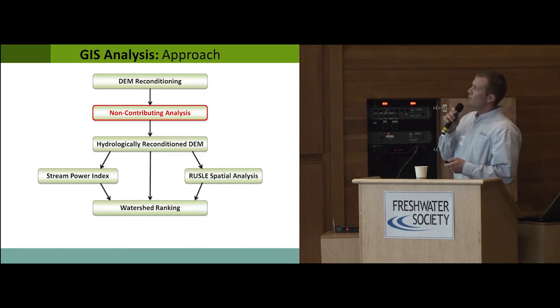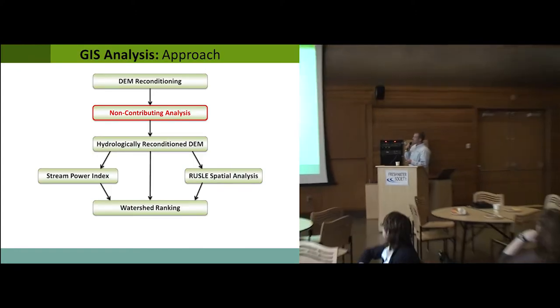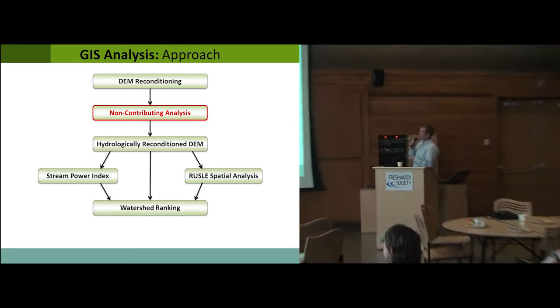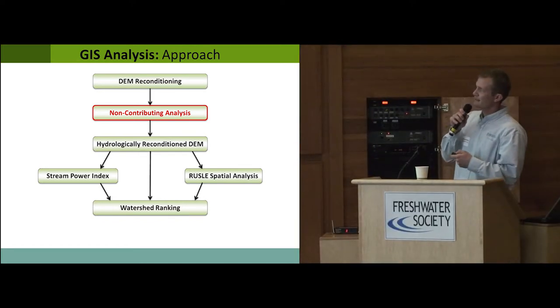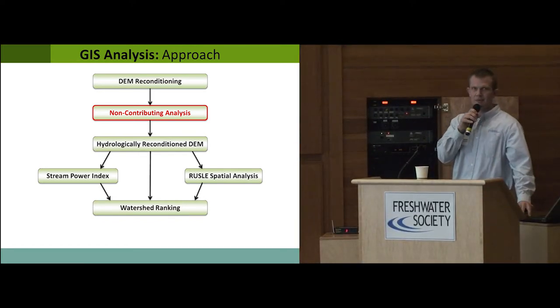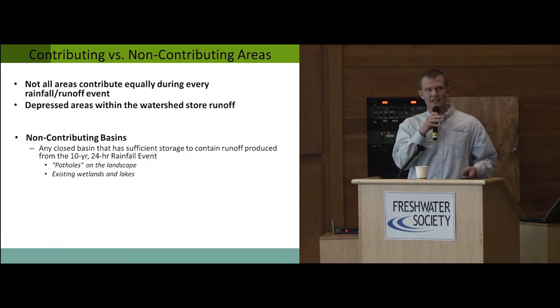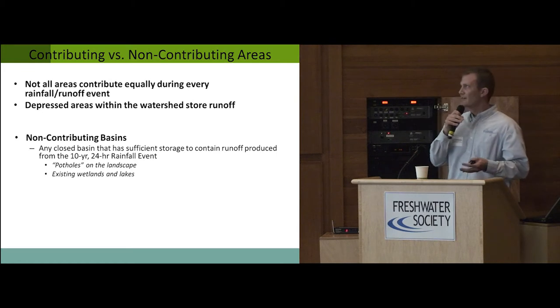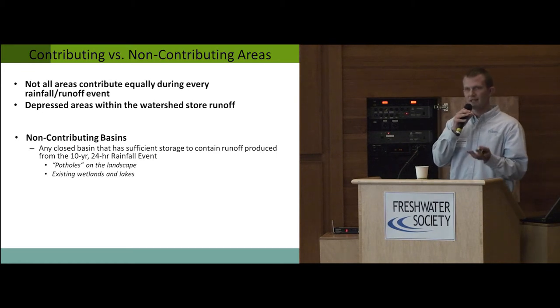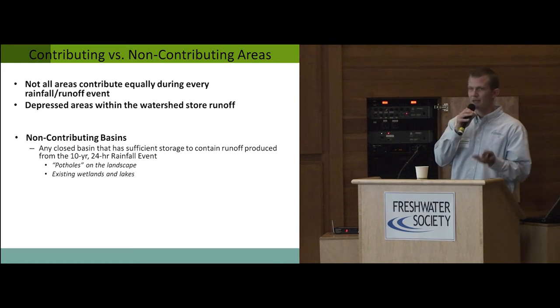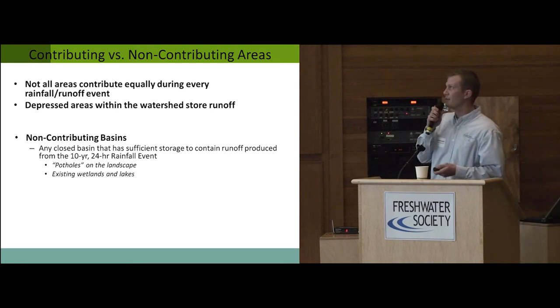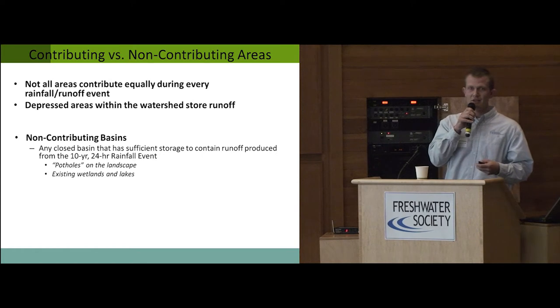So once the reconditioning is complete, the next step that you see here is a non-contributing analysis. Essentially, when we're doing that non-contributing analysis, we're trying to look for low areas in the landscape that the LIDAR indicates, where there's sufficient storage in that depressed area in the DEM that it wouldn't contribute for a given rainfall event. For our analysis, we were looking at the 10-year, 24-hour rainfall event.